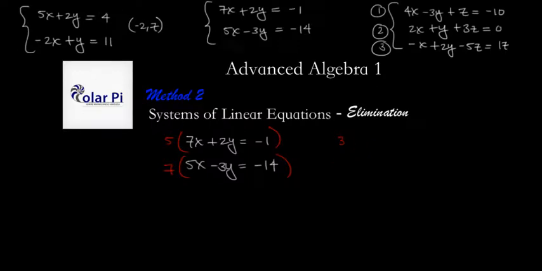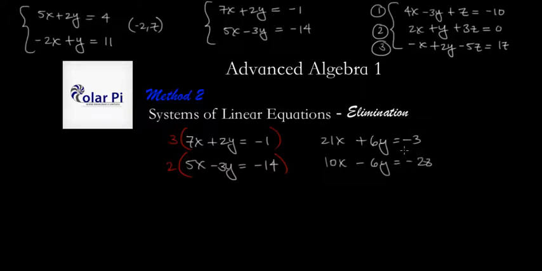And this second system of equations is ready-made for adding to eliminate y. So instead of multiplying by 5 and 7, let's instead multiply by 3 in the first equation, and then by 2 in the second equation, and of course on both sides, and get these two resulting equations, which is 21x plus 6y is equal to -3, and then 10x minus 6y is equal to -28, and then now simply add.